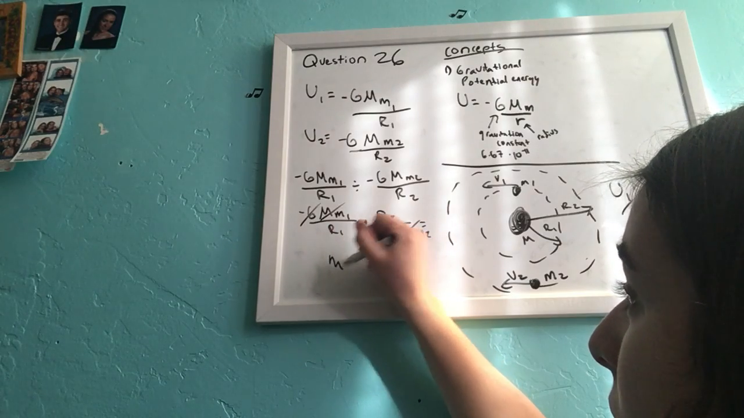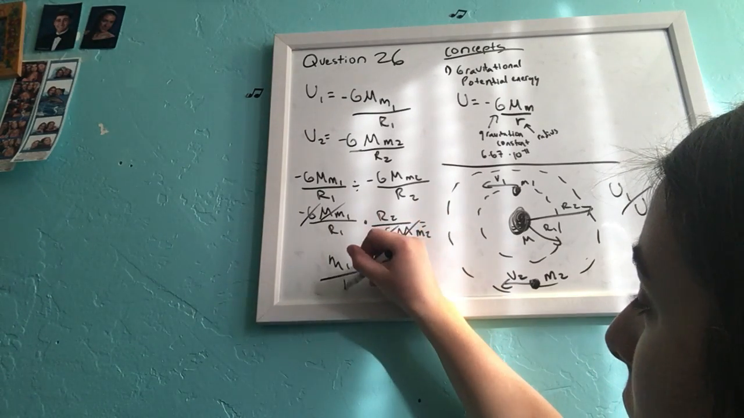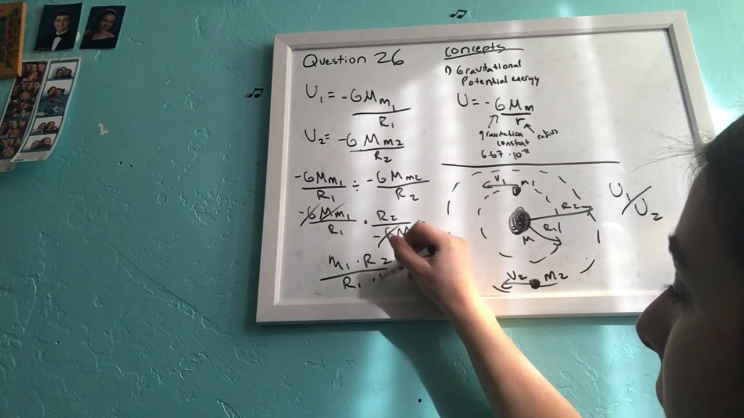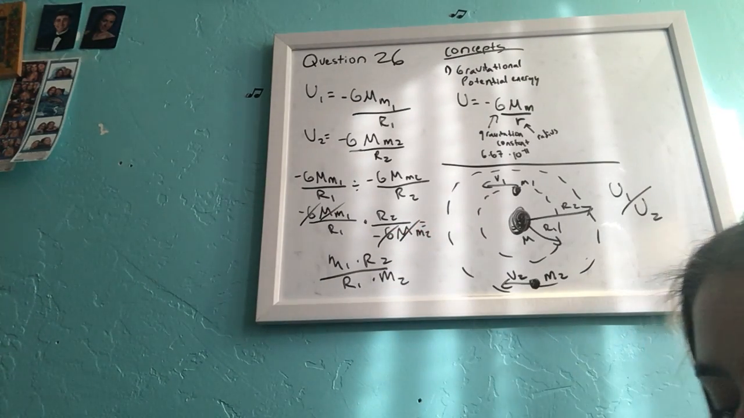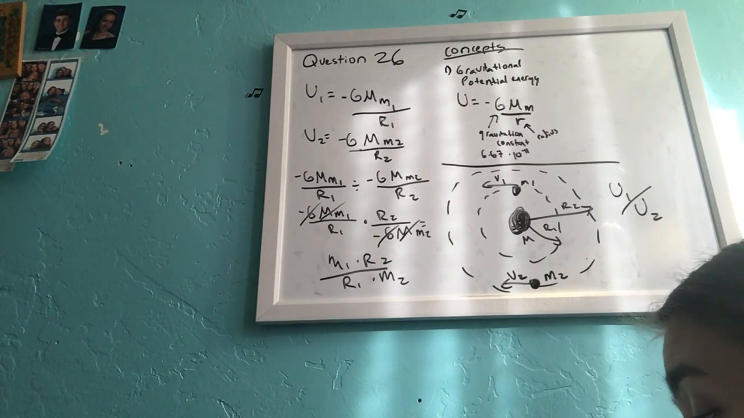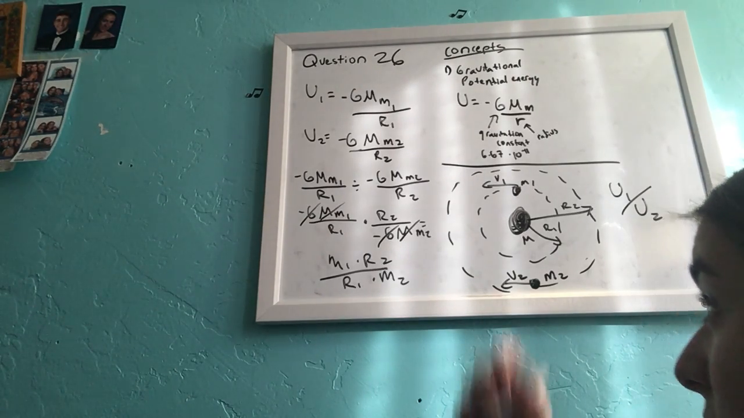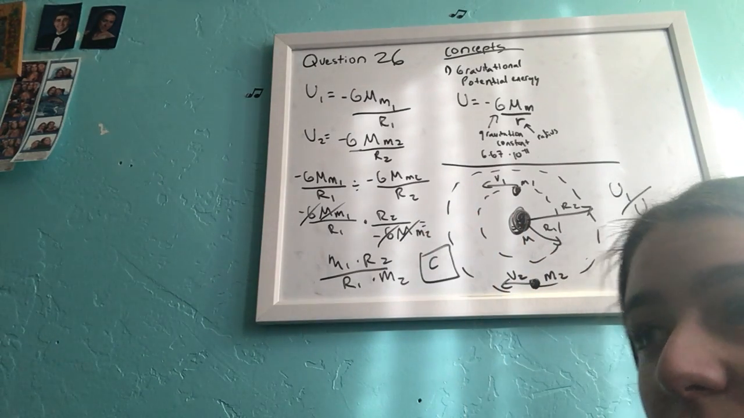So M1 times R2 over R1 times m2. And if we look at the answer choices, this perfectly fits answer choice C. So that means that the correct answer to this problem is answer choice C.